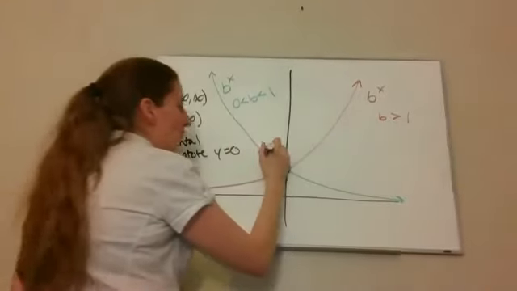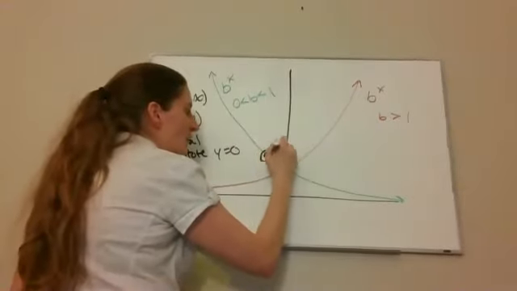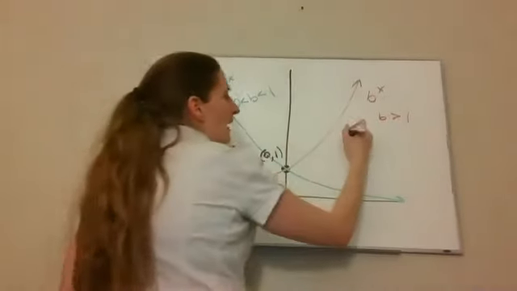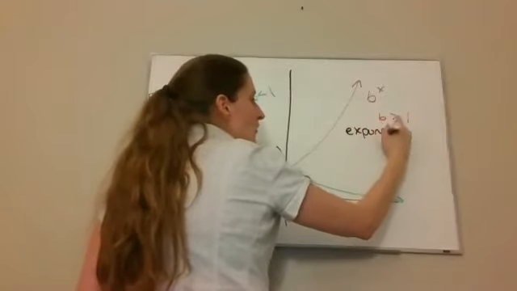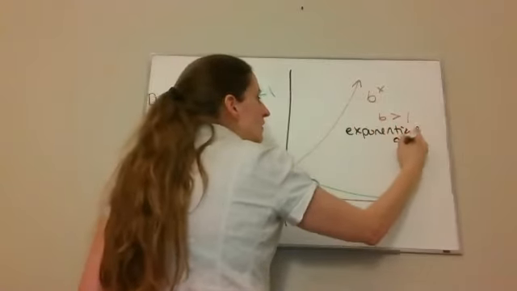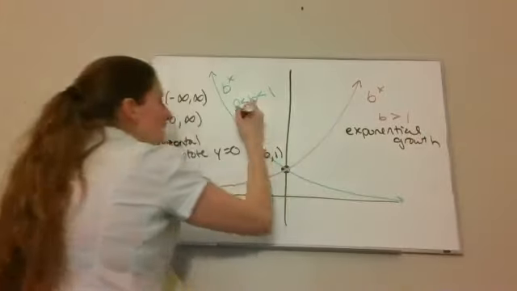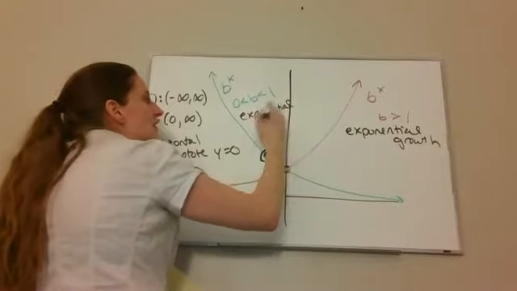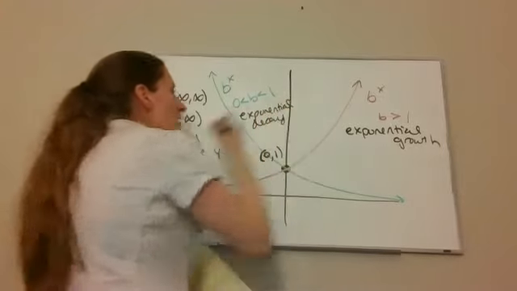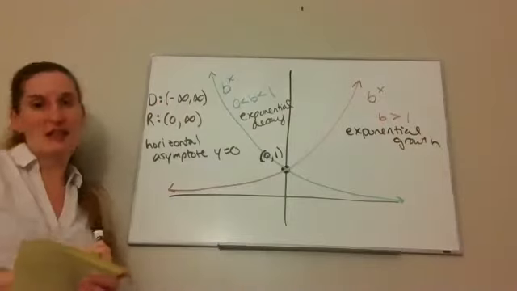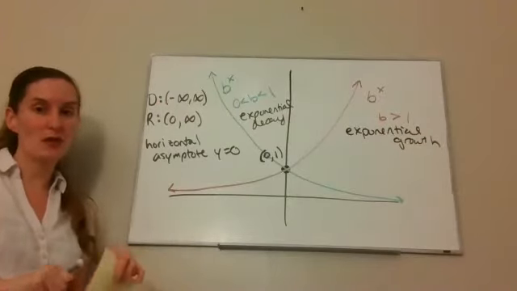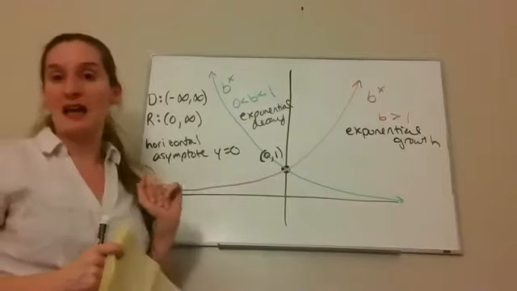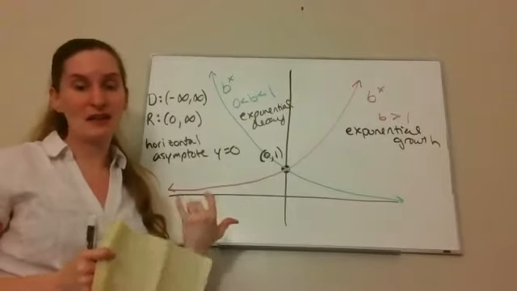This point (0, 1) is very important. That's going to be on your graph all the time. And when you have something like this red graph, this is called exponential growth. And when it's going down like the green graph, that's exponential decay. So when we talk about things like compounding interest, that's going to be exponential growth. Population is usually exponential growth. Exponential decay would be things like radioactive decay and things like that.